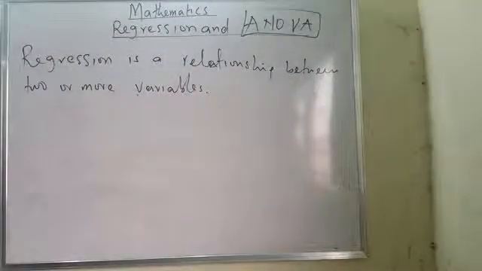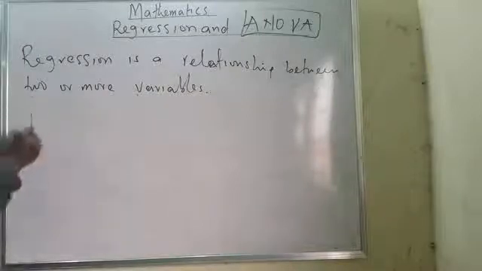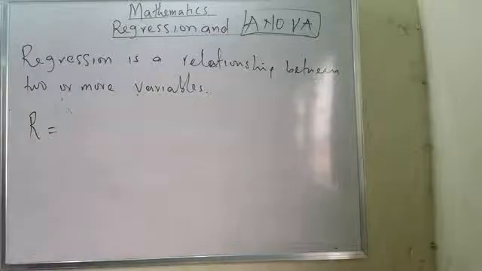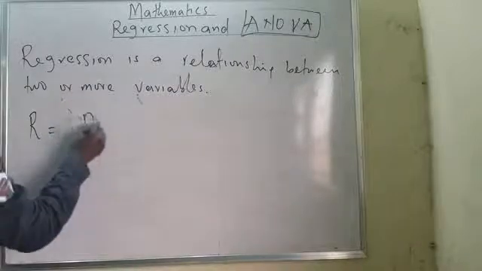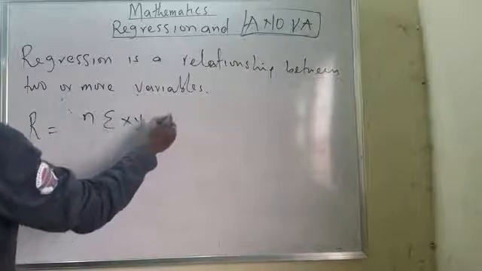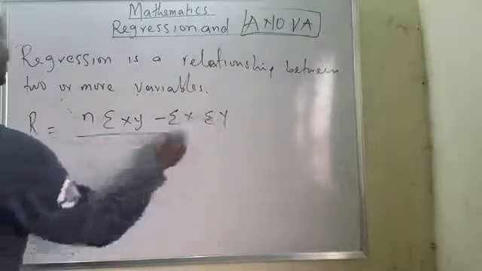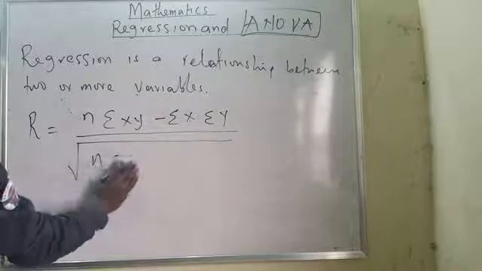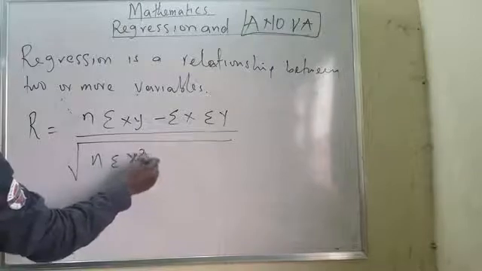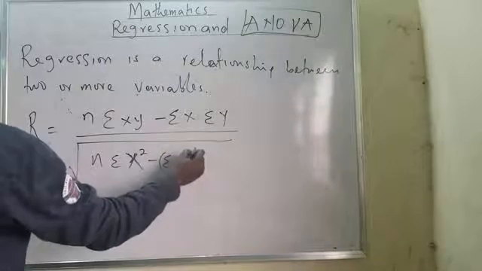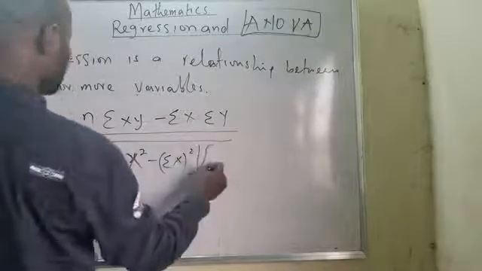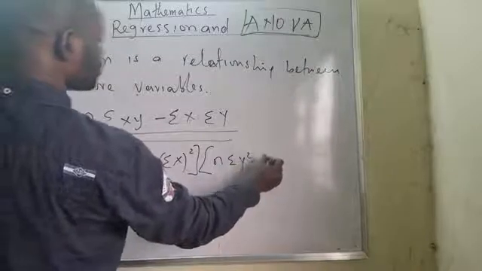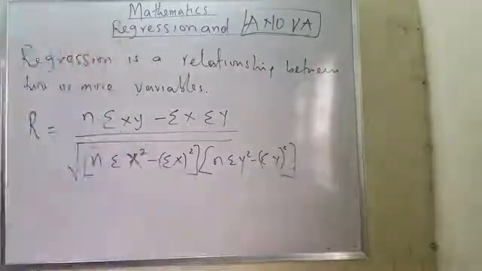Now, the first thing you need to find in regression is your R. Your R will tell you the kind of relationship, whether it is negative or positive. That is what R tells us, which is n summation of xy minus summation of x summation of y, divided by the root of, open bracket, n summation of x squared minus summation of x all squared, close bracket, open another bracket, n summation of y squared minus summation of y all squared. This is how to find R.